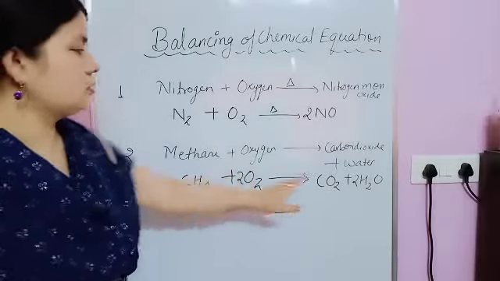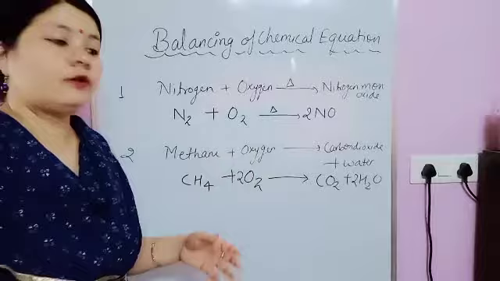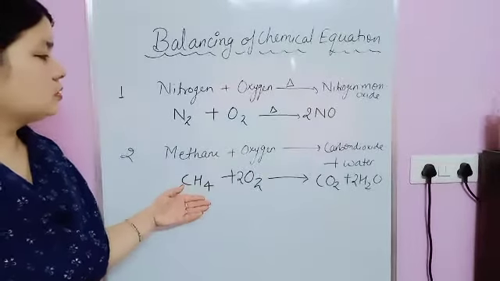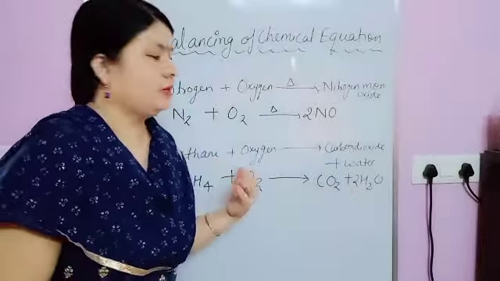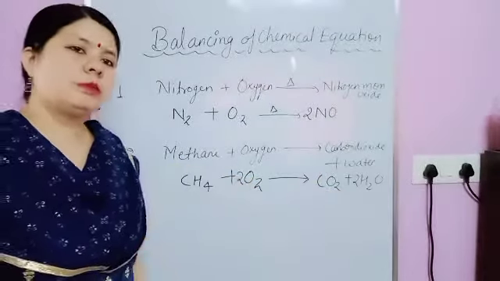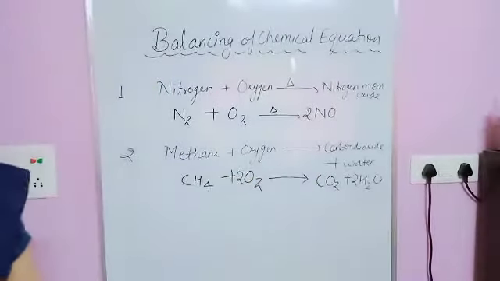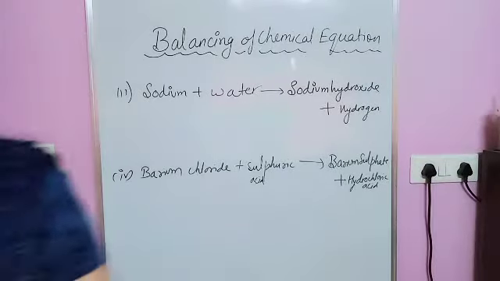Now check, carbon is 1, oxygen is 4, here is also 4. Now at last you have to balance hydrogen. So hydrogen is 4. Now here also 2 into 2, that one is 4. The hydrogen is balanced. So it means this equation is also balanced. Okay, so 2 more examples I'll explain to you. Okay, done class. Now just see.